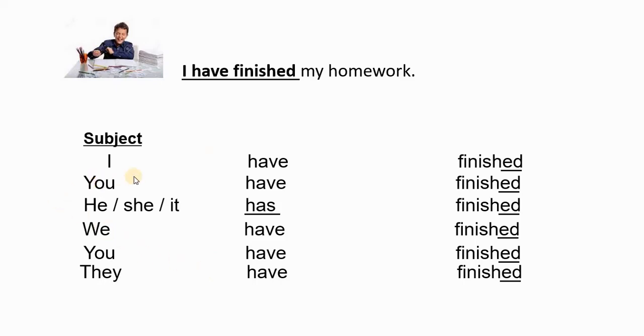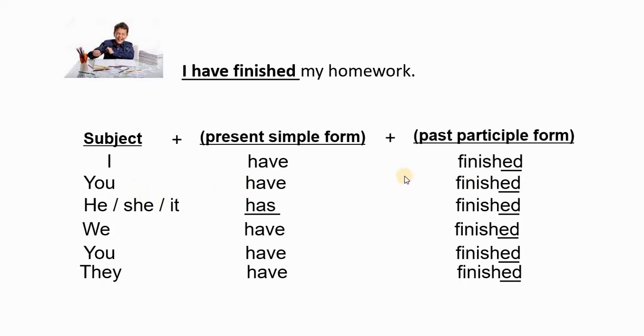Alright, subject, and then we have the verb have in the present simple form. For example, I have, you have, etc. And then at the end we have the verb in the past participle form. Alright, so this is the past participle. This is the past participle of the verb finish. So we have finished.